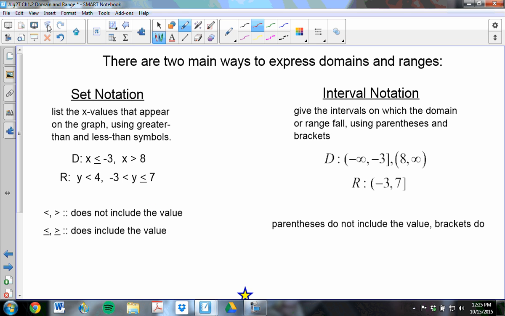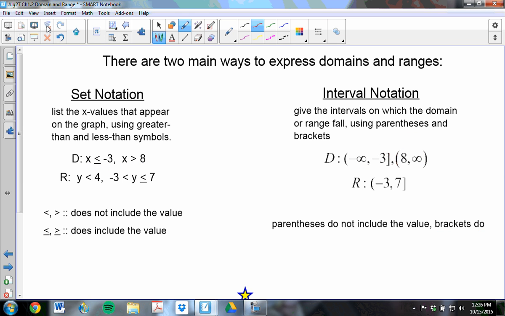Interval notation does the same thing, but it uses parentheses and brackets to accomplish what less thans and greater thans accomplish. So this domain here matches up with this domain here. This is saying x is less than or equal to negative 3. This is saying x can go from negative infinity to negative 3. Here, x is greater than 8. Well, here, x can go from 8 to infinity. We always use brackets if we are including the point, and use parentheses if we're not. You'll never use parentheses on an infinity symbol, because you can't actually include infinity. You can't actually grab it and hold it.